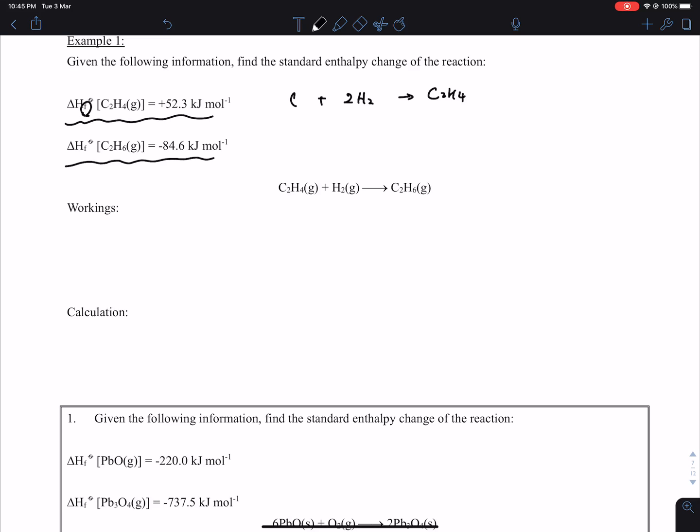To shorten the time for the steps, at this moment we neglect all the state symbols. So this enthalpy change is positive 52.3. For the next one, the formation of C2H6, which is ethane, we have 3 hydrogen gas plus carbon. The enthalpy change would be negative 84.6.